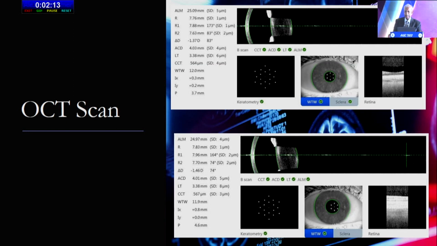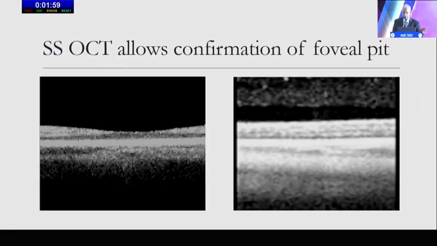Since you have an OCT scan that goes from the anterior cornea to the lens right up to the retina, you can actually look at the retinal foveal pit and recognize it and know that your axial length is measured through the foveal pit. It can also help you to find out if you're not on the foveal pit, so you know this particular reading can be taken away.